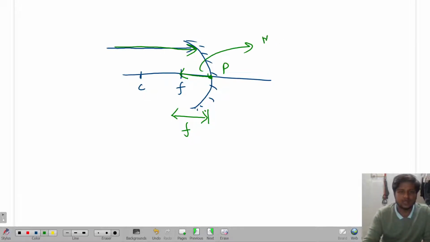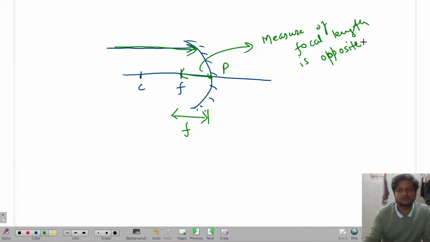This measure of focal length is opposite to the direction of the incident ray.